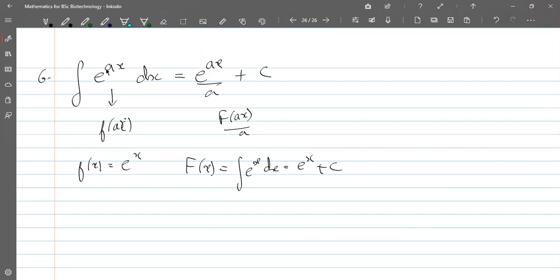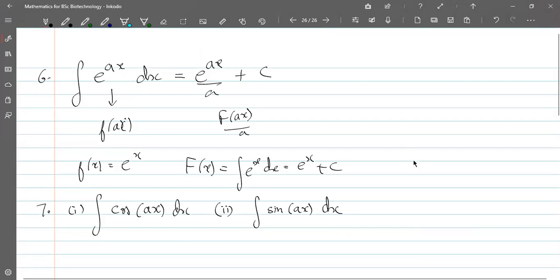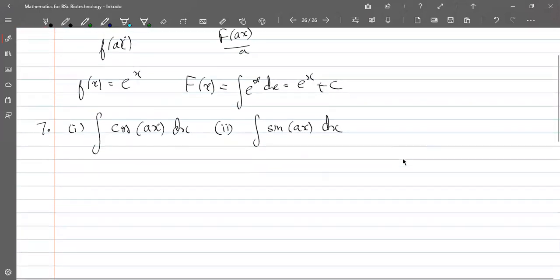So similarly, can you tell me what will be the integral of cos of ax? Firstly, find the integral of cos of x. Then the integral of sine of ax. So compute these two. Always start with the known derivatives.